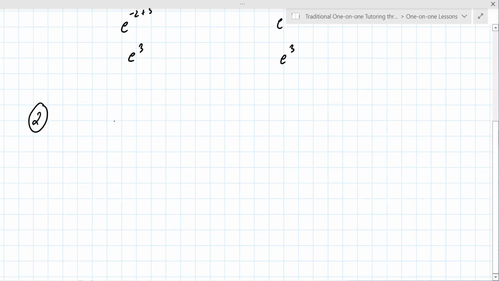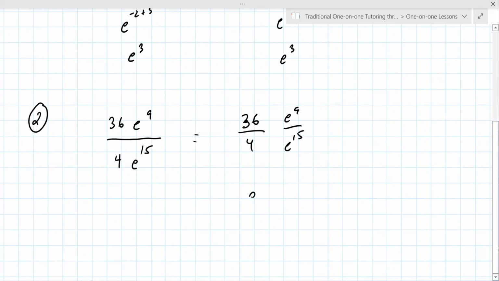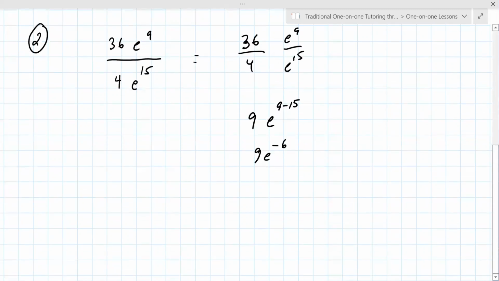Okay. Now, moving to a question that you might want to have one on your own here. Let's do, I don't know, 36 e to the 9 over 4 e to the fifth. Actually, let's make it 15. So it's really two separate problems. It's the 36 over the 4, and that's the e to the 9th over e to the 15th. 36 over 4 is 9. And then because you're dividing, you subtract the exponents. So it's 9e to the -6. And when you have a negative exponent, you can move it to the bottom.